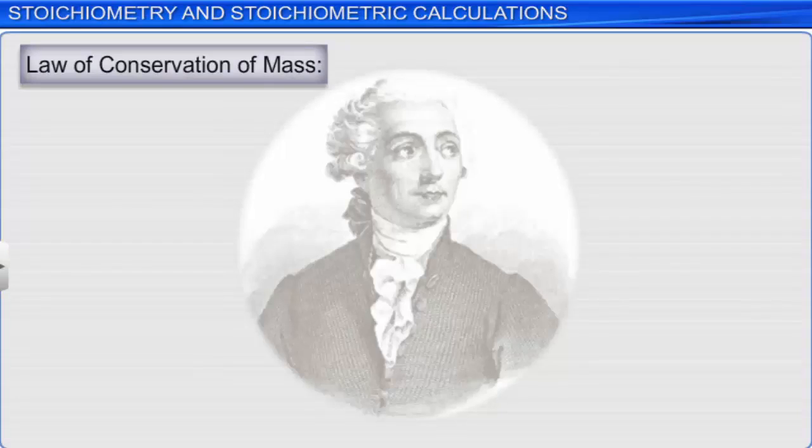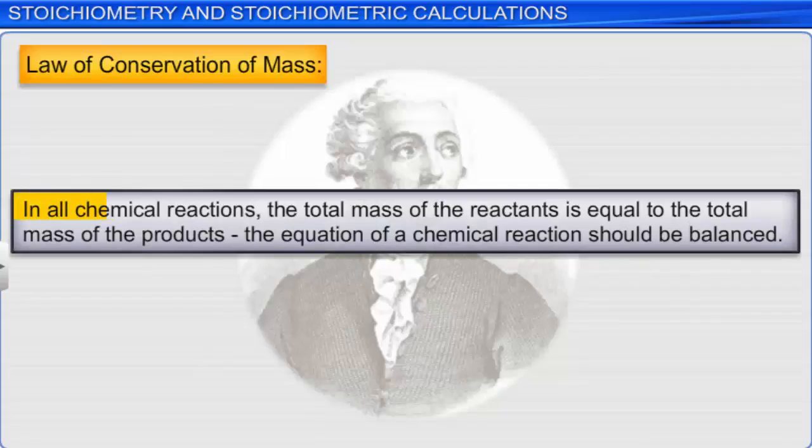We've learnt that the law of conservation of mass states that in all chemical reactions, the total mass of the reactants is equal to the total mass of the products. This means that the equation of a chemical reaction should be balanced.